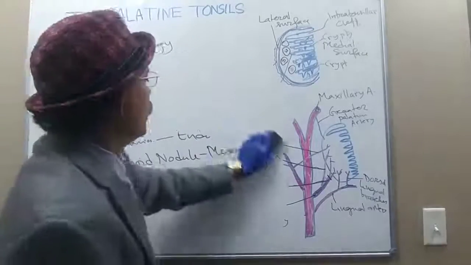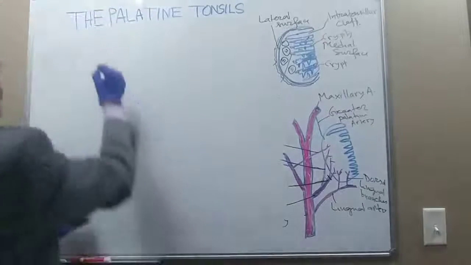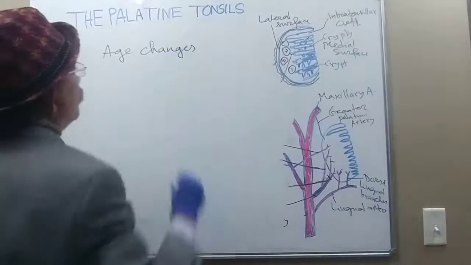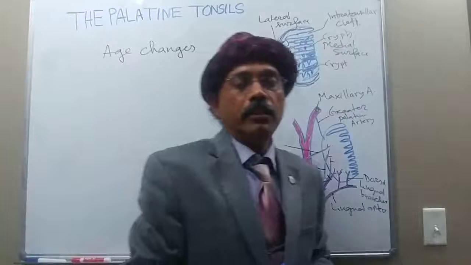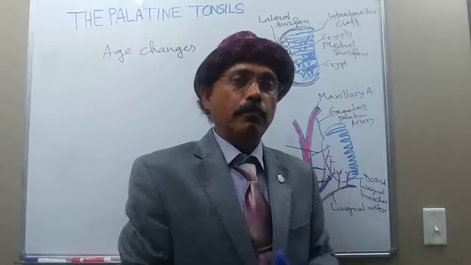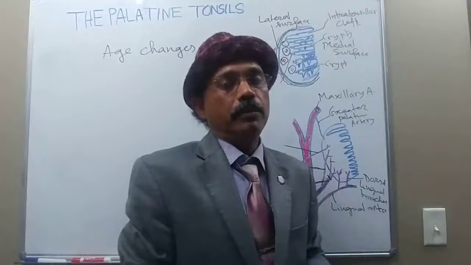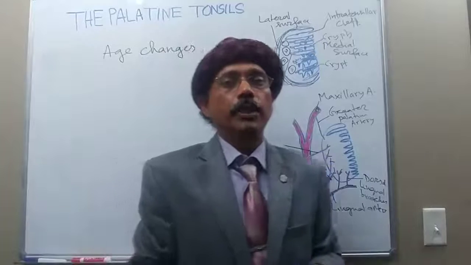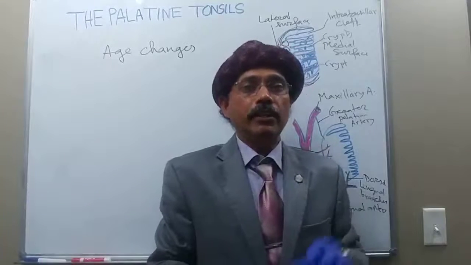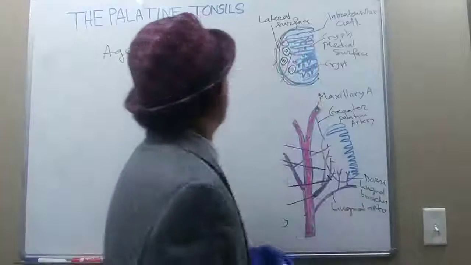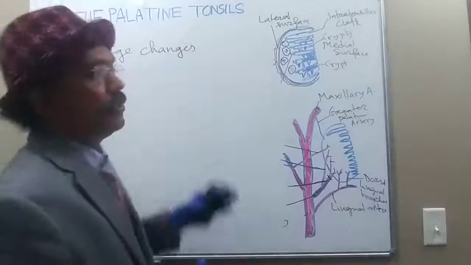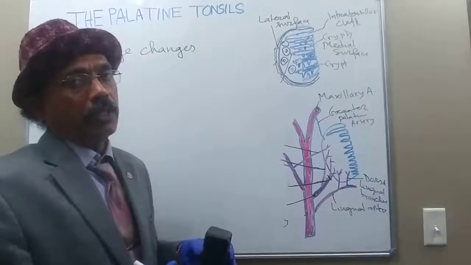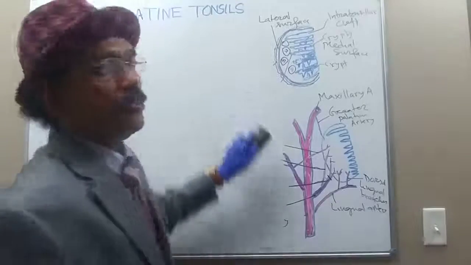Then we have to know some of the age changes in the tonsil. Tonsils are comparatively larger in children. After puberty, they begin to atrophy. Okay, in the adult, it is much atrophied, and the tonsil does not totally occupy the tonsillar sinus in the adult. It will shrink. Okay, so age changes. It is large in children, and comparatively smaller in the adult. These are the age changes.